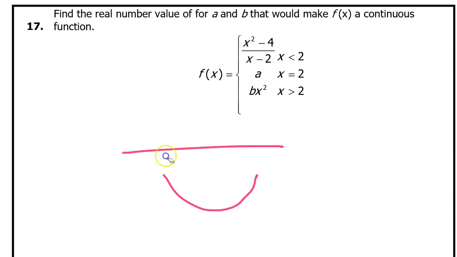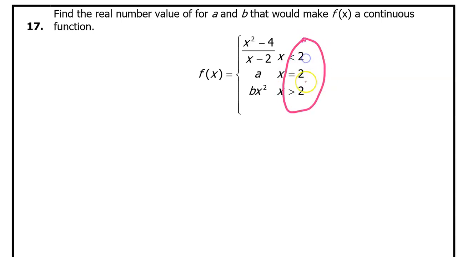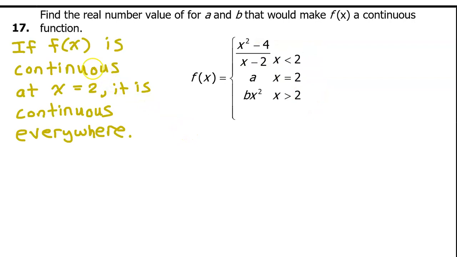So what I'm trying to convince you of is that the only value of x that we have to worry about, the only location of a discontinuity, would be at x equals 2. That's where we switch from one piece to another. It all happens at x equals 2, and also that's the only discontinuity in the rational part of it. So if f of x is continuous at x equals 2, it is continuous everywhere. So really, we just need to find the values of a and b that will make f of x continuous at x equals 2.